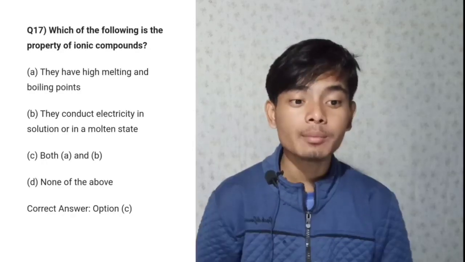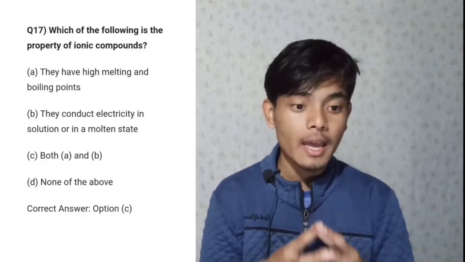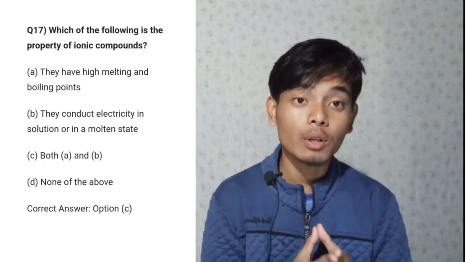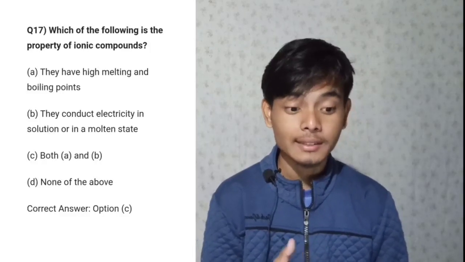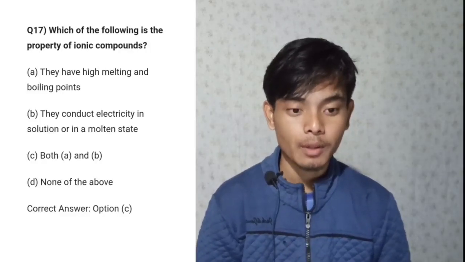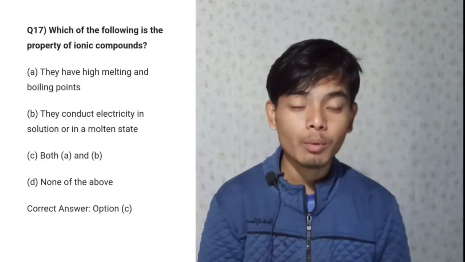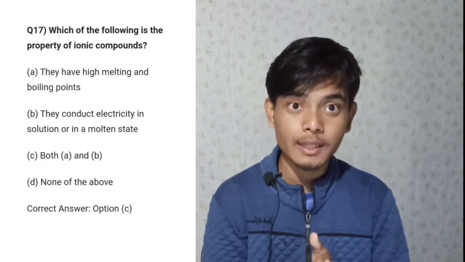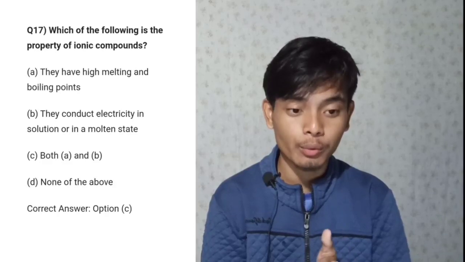Which of the following is the property of an ionic compound? The options say they have a high melting and boiling point, they conduct electricity in solution or in a molten state, both A and B, none of the above. So your answer is option C, both A and B. Both statements are correct. They have high melting and boiling points. They do not melt easily, and they do not boil easily; it is very hard to break them.